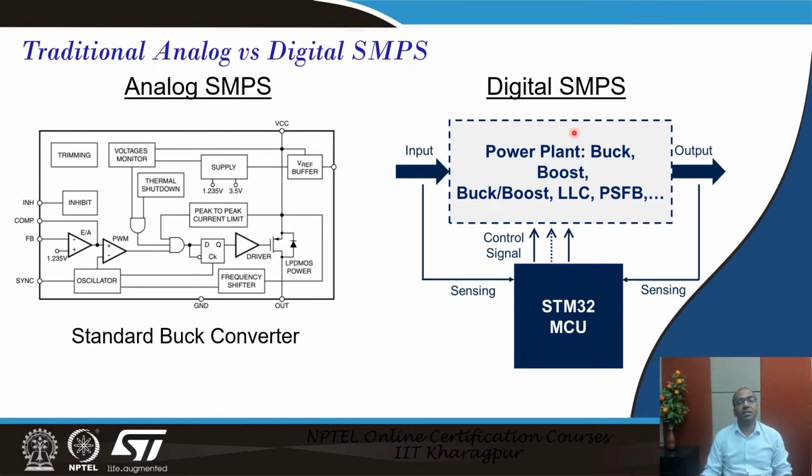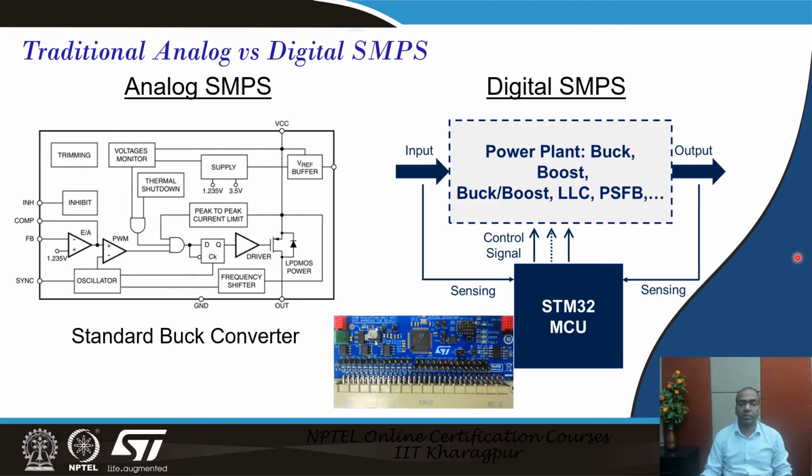Consider a third case: if we want to explore different topologies. For analog solutions, we need to have a dedicated IC for a dedicated topology. So basically the complete controller will be changed for a different topology. While in digital SMPS, only the power plant will be changed while the controller will remain the same. So a single controller is able to manage various topologies.